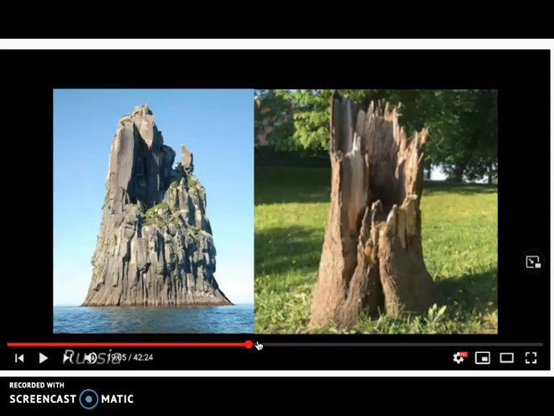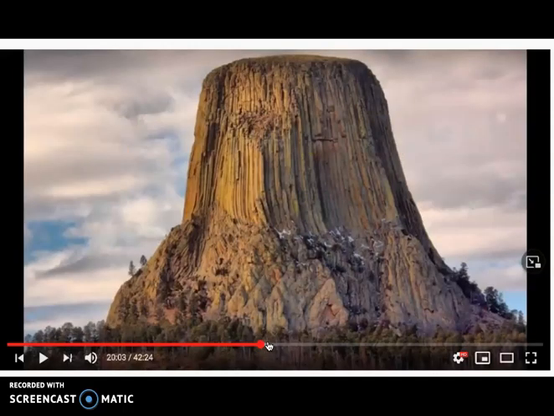Anyway, there's lots of information on this. You guys have been watching it. I did not know about it. I didn't know. This is a tree. We've been worshiping tree stems.